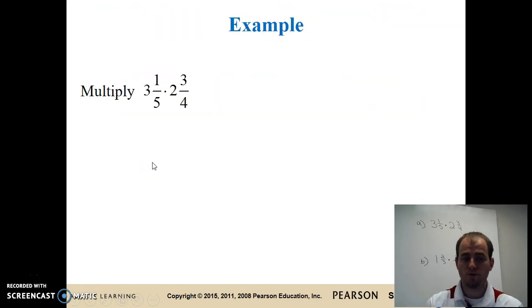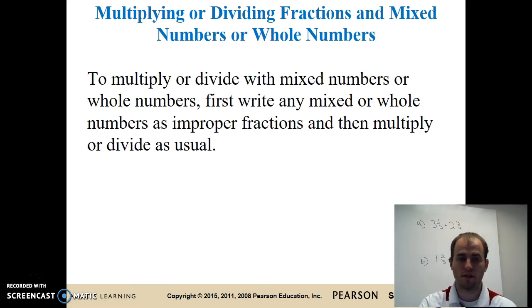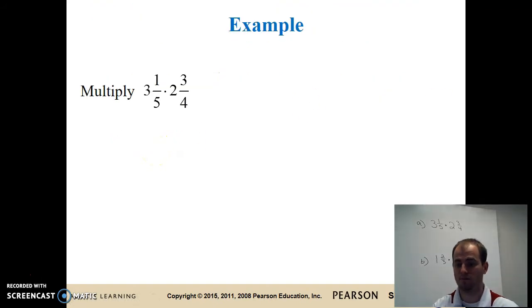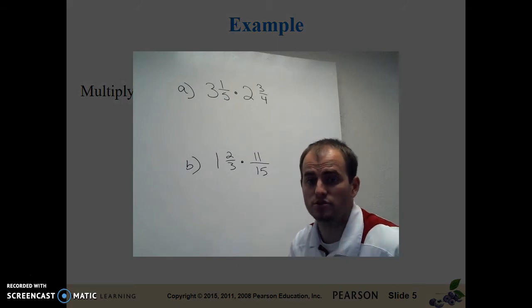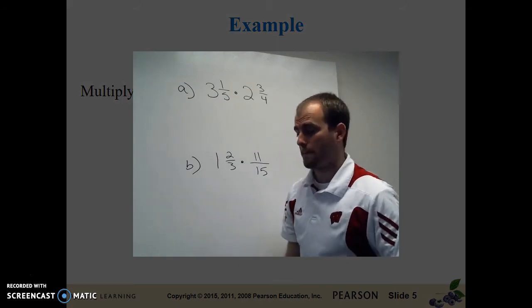All right, so to multiply and divide fractions, let's start with multiplication. You can read this if you like, but it says, first of all, to multiply or divide, we take the mixed numbers and rewrite them as improper fractions, and then multiply and divide as usual. Okay, so let's do an example here. Let's do 3 1/5 times 2 3/4.